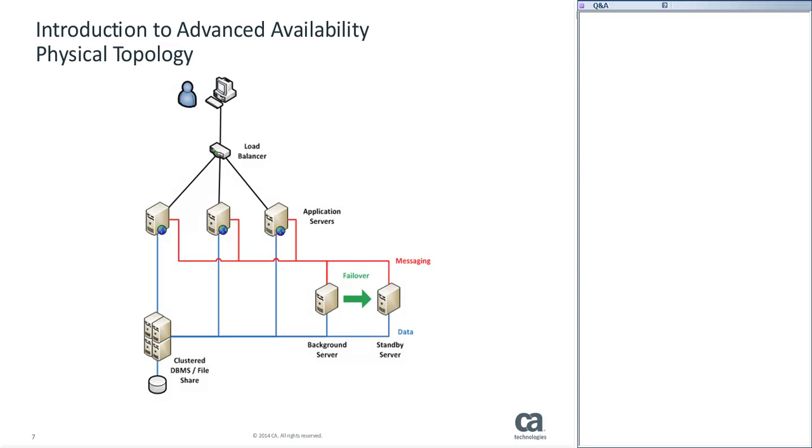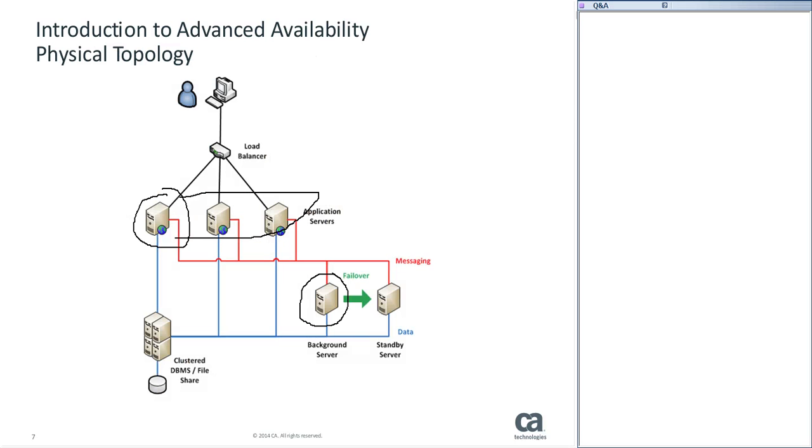So this is an example of an advanced availability physical topology. Here, instead of the primary server, we have a background server. And instead of secondary servers, we have application servers. We have a couple here. In the picture, we only have 3. You could have as many as you want, as many as you need. There's no restricted limitation to the number of application servers.